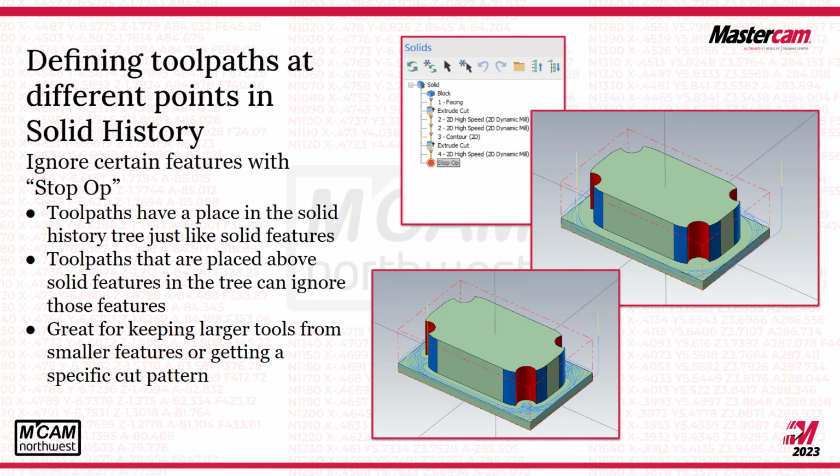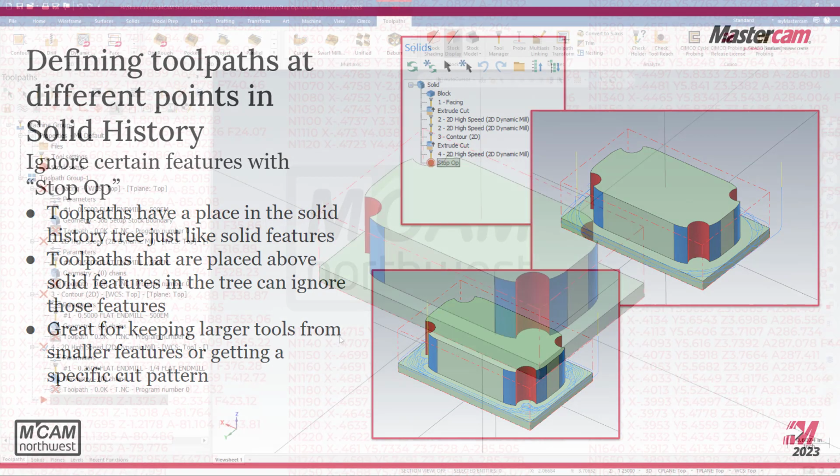This is really cool for certain circumstances where you have a well-defined history and you need to ignore certain features. There are other ways to do this, like adding in surfaces for avoidance, creating boundaries, things like that. But this is yet another way that you can do it, and it's dynamic because if that solid history changes, your toolpaths can update automatically.